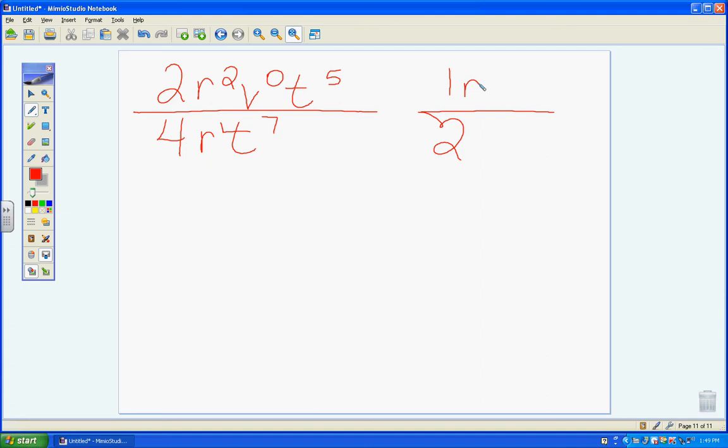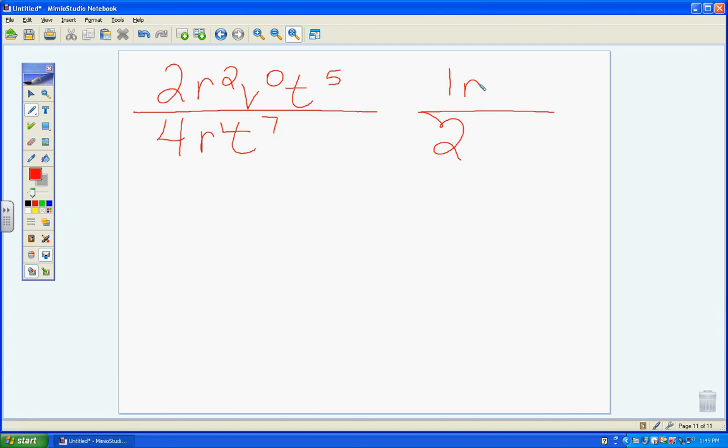Now, what about that V to the 0? It's just 1. Now, if we're multiplying, do you think I need to stick that 1 in there? No, we don't. So we're just basically going to ignore that.